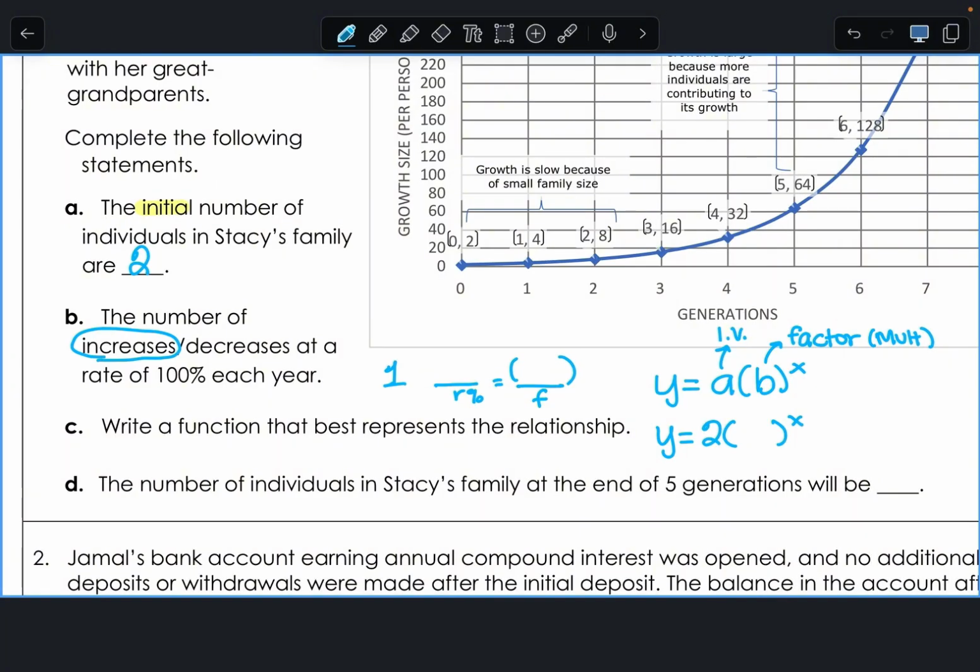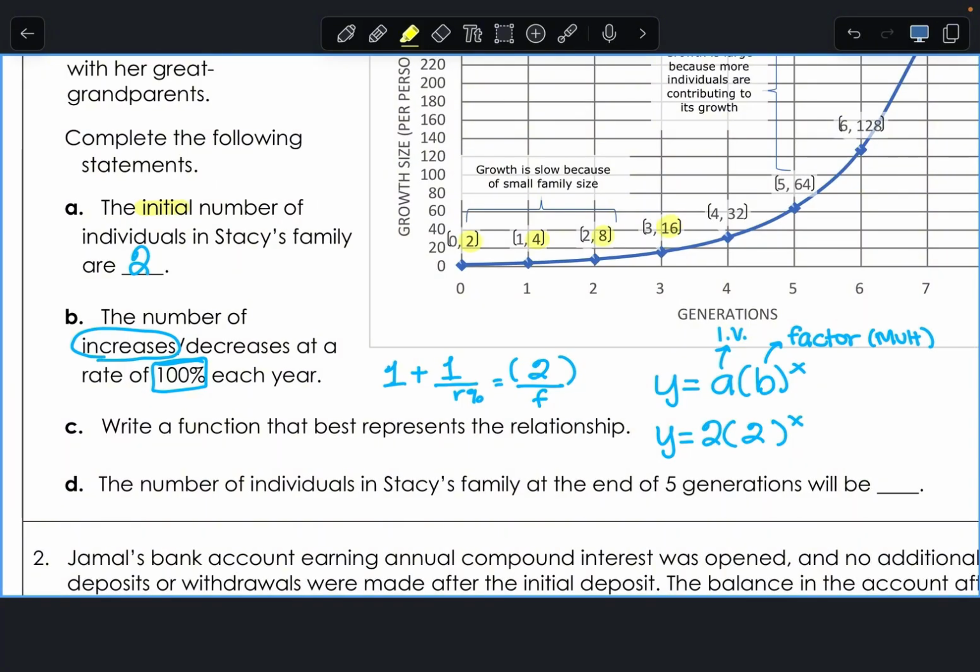Let's find that number, B. It says that we increase by what? 100% each year. Now, what is 100% as a decimal? 1. So 1 plus 1 is 2. So our factor is 2. Look at your y values. What are you multiplying every time?